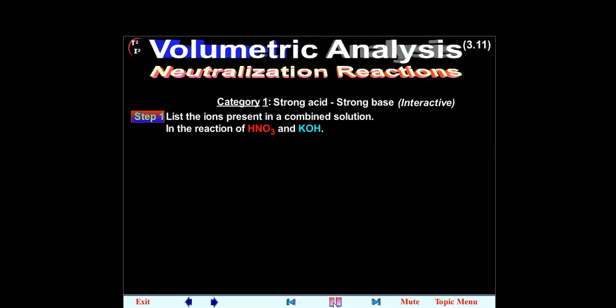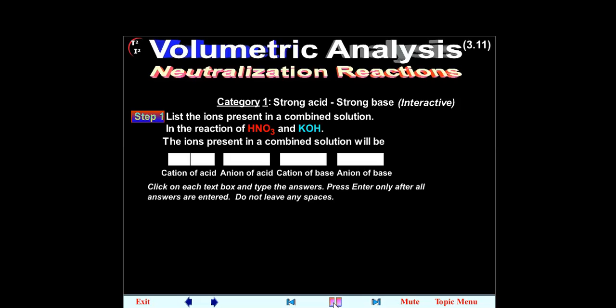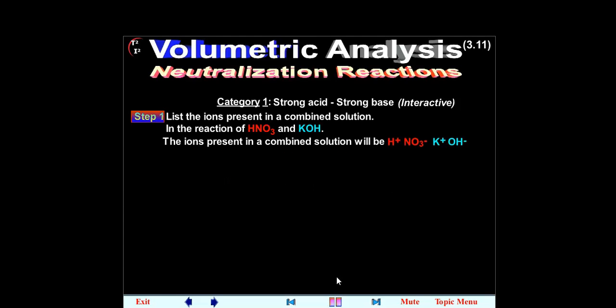Step 1. List the ions present in a combined solution in the reaction of HNO3 and KOH. The ions present in a combined solution will be H plus, NO3 minus, K plus, OH minus.